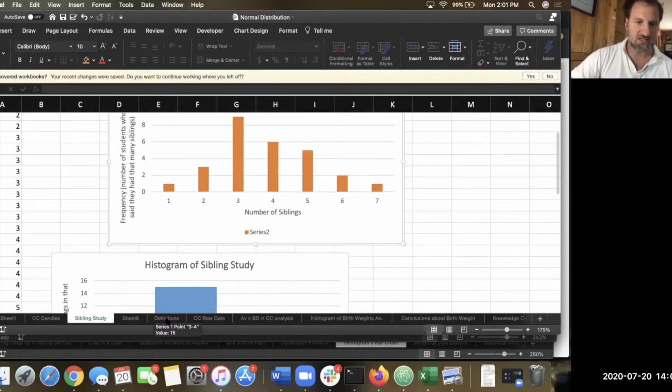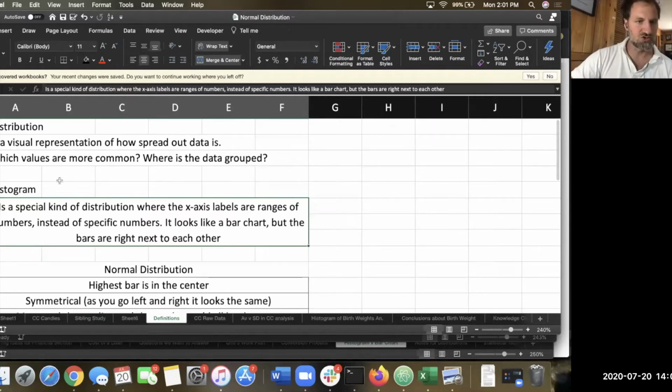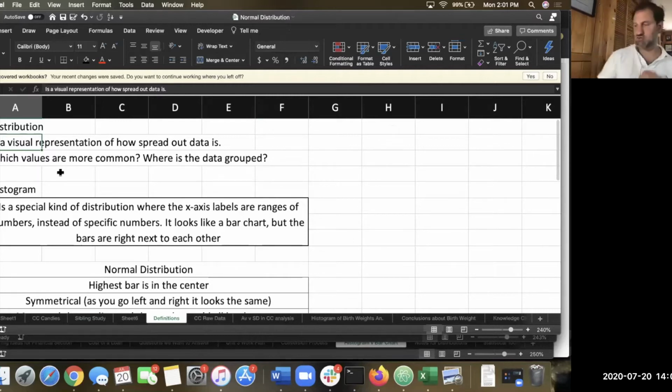So where we're headed is something called the normal distribution. Here are some definitions that I think are important. A distribution is just a visual representation. It shows you the values that are more common. It shows you how the data is grouped. I gave you some examples of that, like 3 siblings being the most common. In the age graph, there was a sort of uniform number of people for the first 11 groups, and then after that it went down.